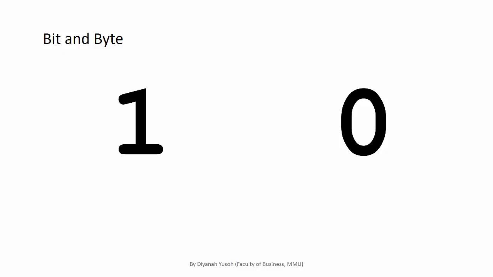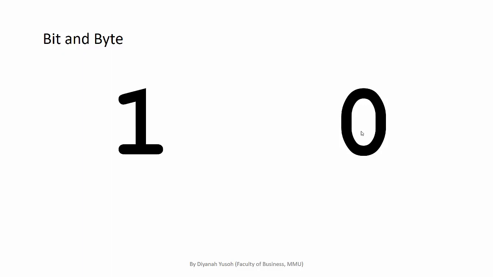Each of these digits is referred to as a bit, which is short for binary digit. So either 1 or 0 is 1 bit. If I refer to this digit, it is 1 bit. If I refer to this 0, it is still 1 bit.